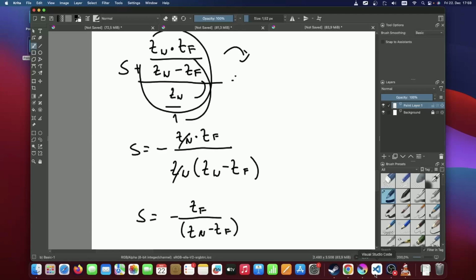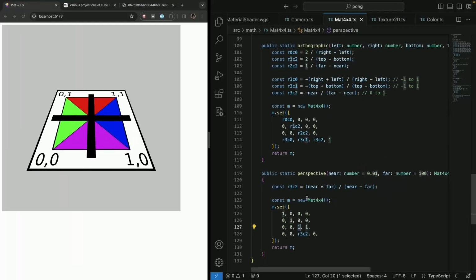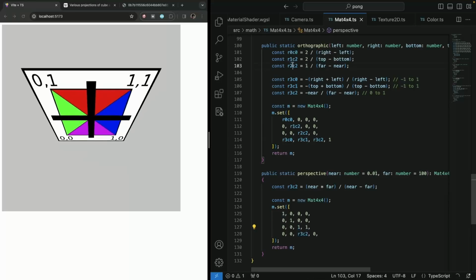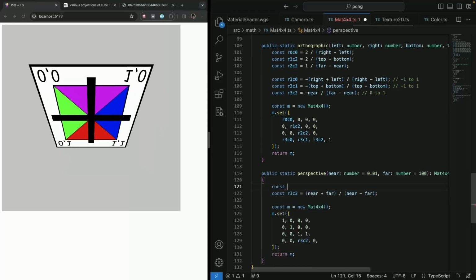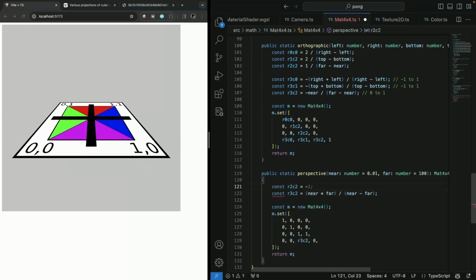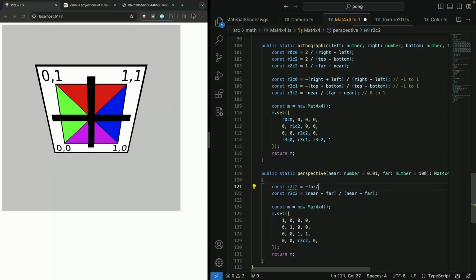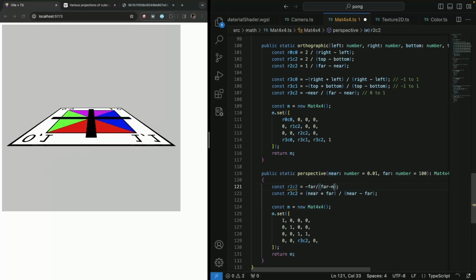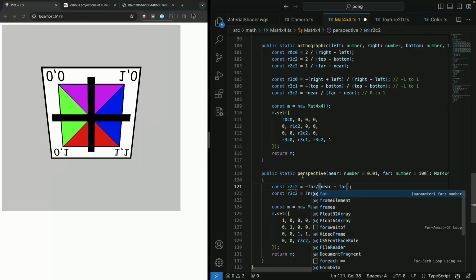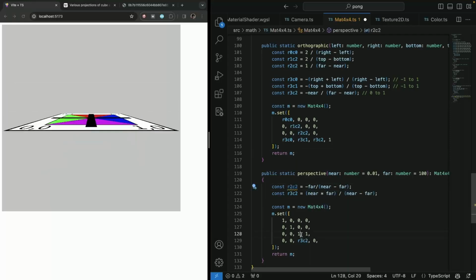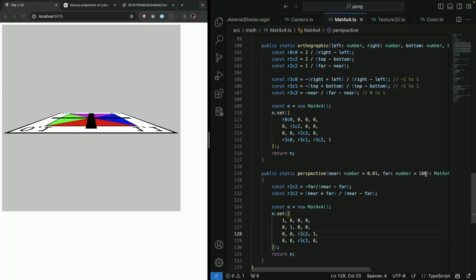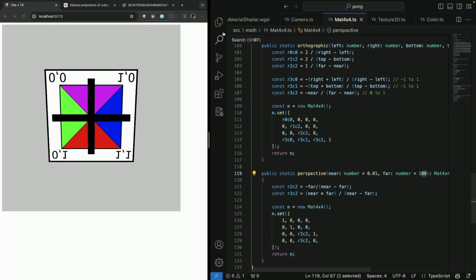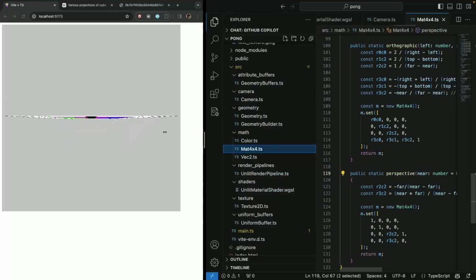Okay, let's try to write it. Negative z. So that's this part here. So we had negative far over, not far minus near, rather it was near minus far. And it still works. It still works. So let's just try some testing here.